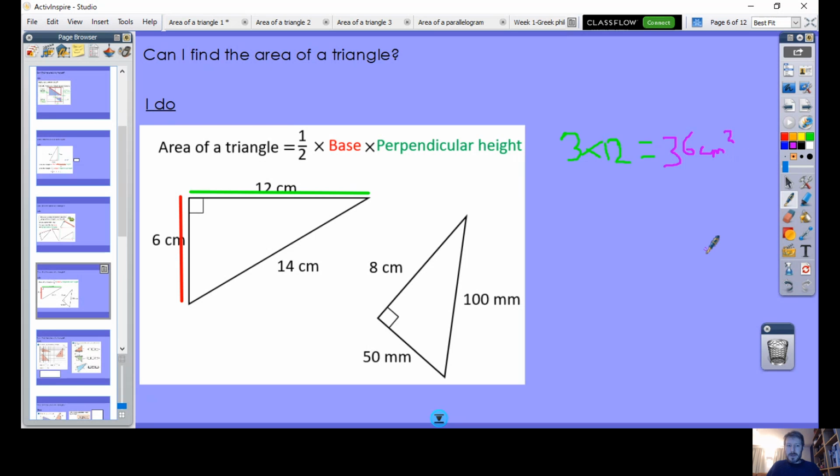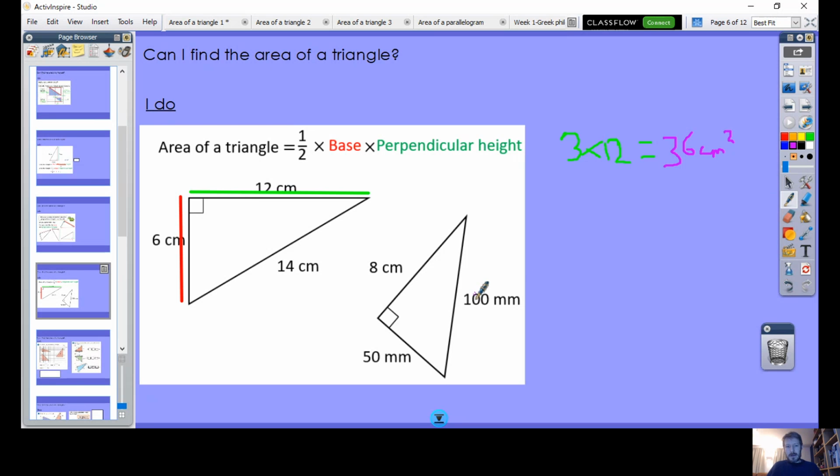centimeters squared. So you could do base times the height and then divide it by 2. So 12 times 6, 72. Divide that in half and you should still get 36. You'll get the same answer.